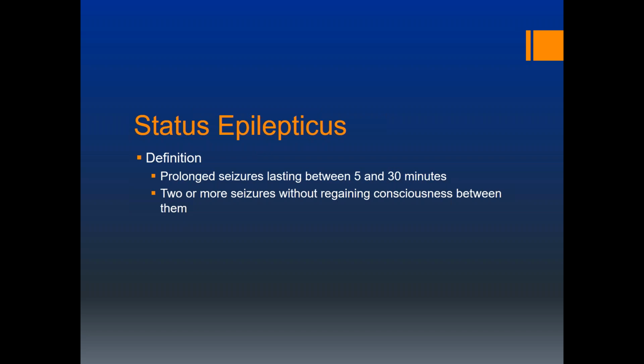Status epilepticus is a prolonged seizure event that can last between 5 and 30 minutes and consists of 2 or more seizures in a row without regaining consciousness. So tell me again, what's not going on while this patient is seizing? Breathing. They're not breathing. And what's happening to this patient if they are continuing to seize for 30 minutes in a row?